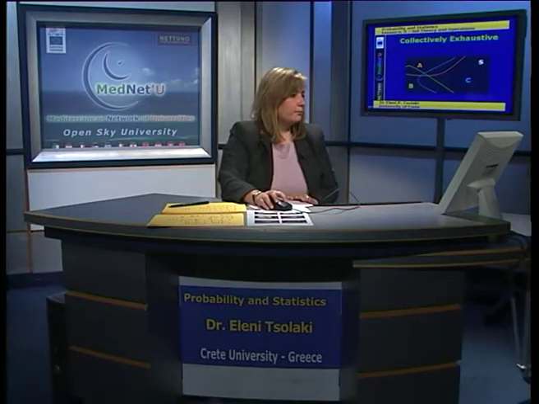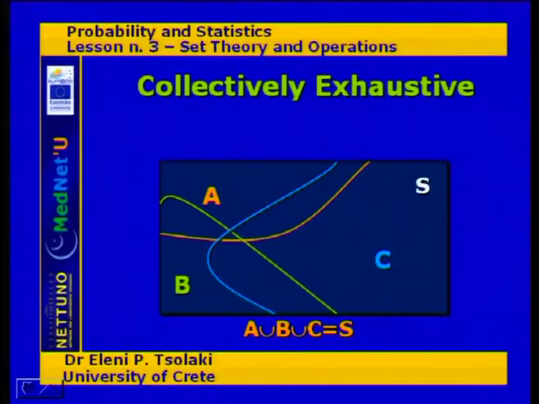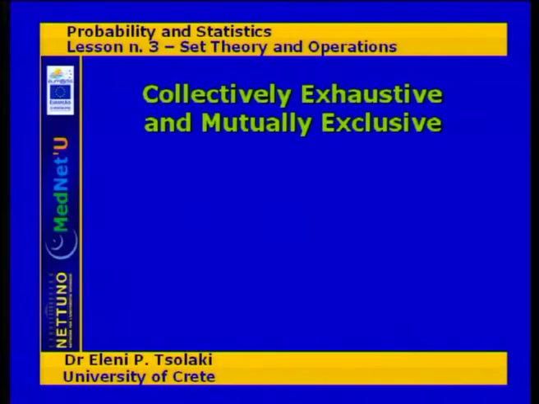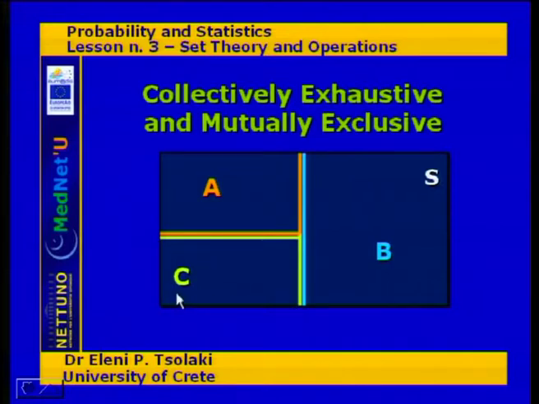Also, another property is when we have both collectively exhaustive and mutually exclusive events. In this case, we see that our events A, B, and C, if we put them together, their union, give us S. But in addition, they do not have any common elements. They are mutually exclusive.